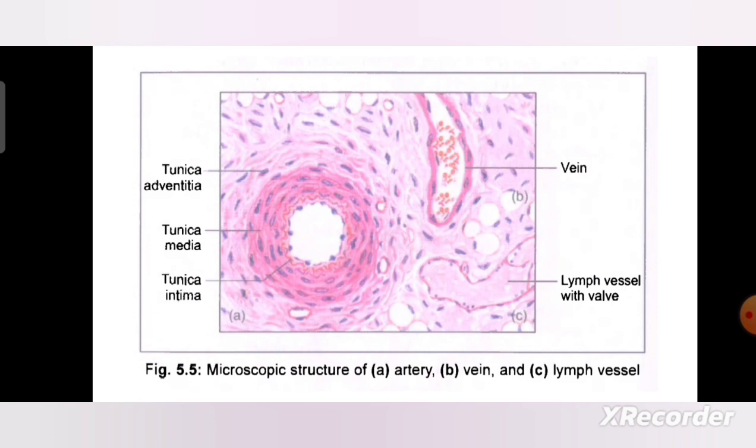So this figure represents the microscopic structure of artery, veins and capillaries. So in arteries, there are three layers of the arteries. The outer layer is known as tunica adventitia, middle layer is known as tunica media, and the innermost layer is known as tunica intima.